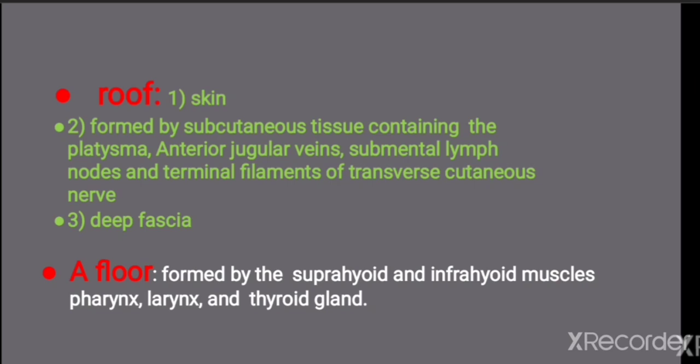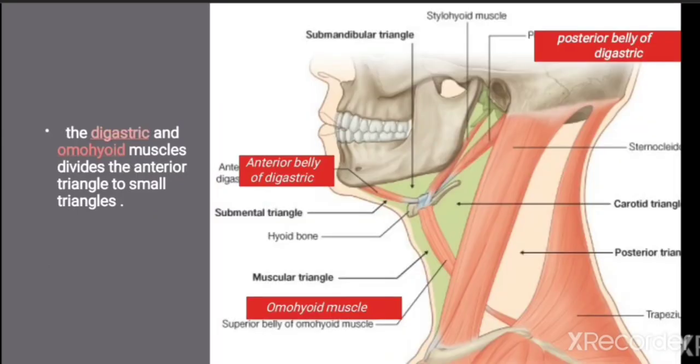Below that we have the deep fascia. Then in the floor, the deepest situated structures lie. These are the suprahyoid and infrahyoid muscles, the pharynx, the larynx, and the thyroid gland. So this is the anterior triangle.